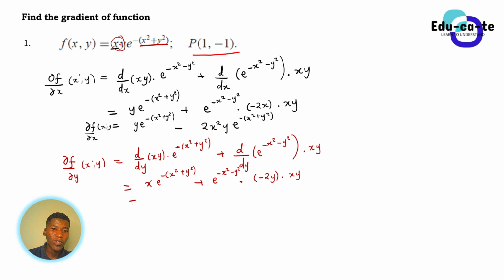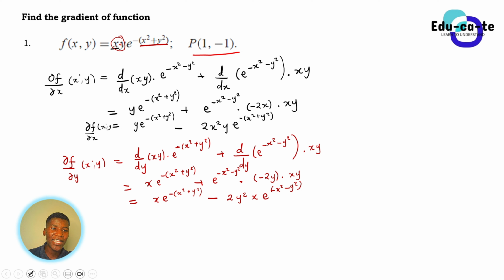Remember that the derivative of y squared is just negative 2y. So now, to further expand here, we're going to get x e to the power of negative x squared plus y squared, and then this is going to be minus 2y squared x, and then you're going to have e to the power of negative x squared minus y squared. You can further factorize, or you can take out the e to the power of minus x squared and y squared. It's your own choice, but I'll just leave it like this.